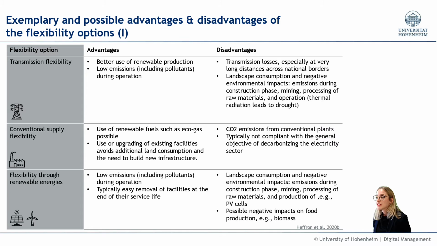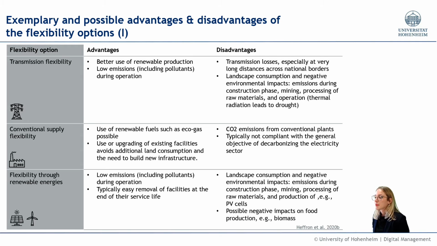Let's talk about conventional supply flexibility. So the advantages here are the possible use of renewable fuels such as eco-gas, and the upgrade of existing facilities, which avoids additional land consumption and construction of new infrastructure. The disadvantages refer to high carbon emissions from conventional plants, which typically are not in line with the overall goal of decarbonizing the electricity sector.